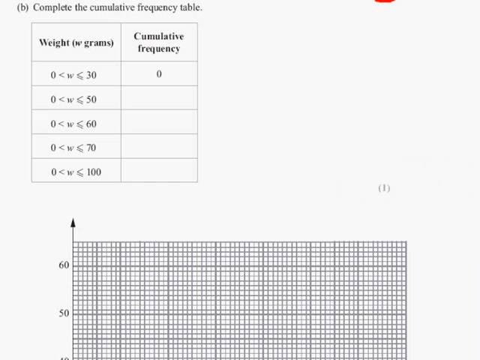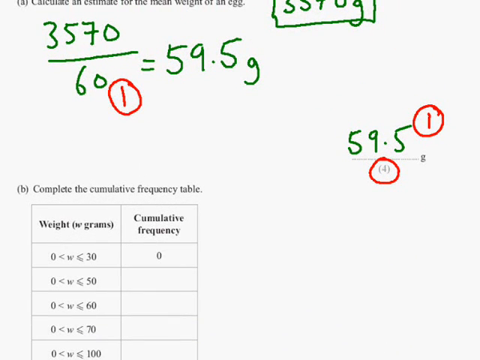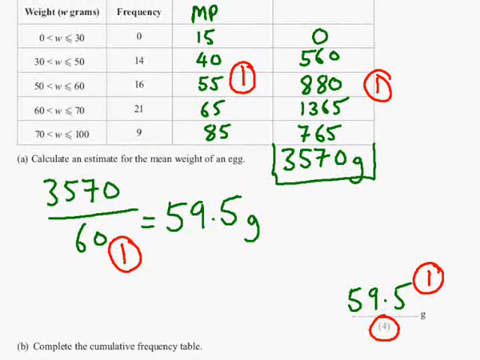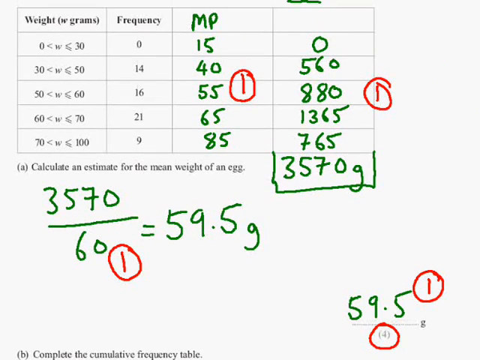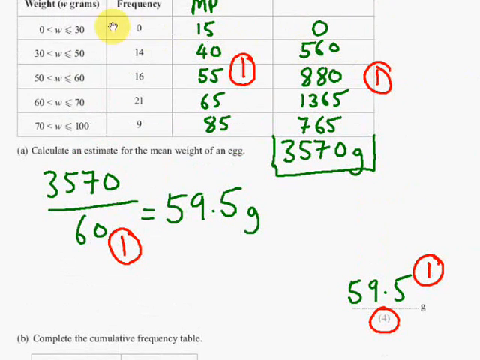Okay, so we're going to need the information above, so I'm going to scroll back up. So we're going to need to add, so from 0 to 30 grams there's 0 eggs, so 0 is there. Now from 0 to 50 we're going to need to add all the eggs between 0 and 30 and 30 to 50, so we need to add these two numbers, so 0 and 14.